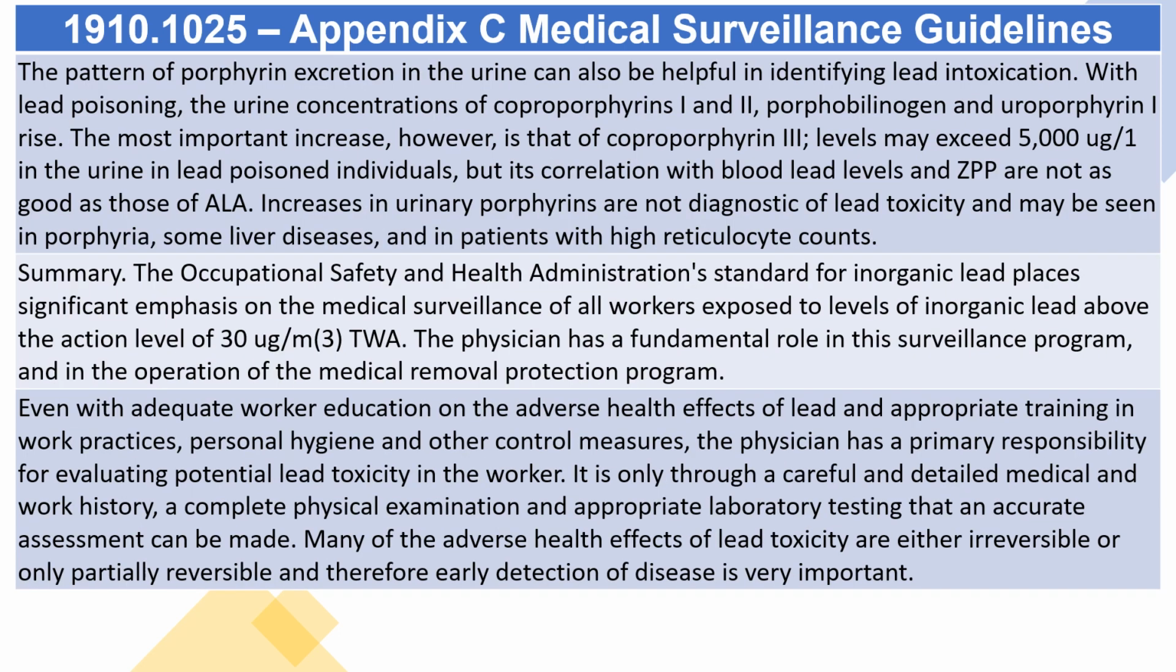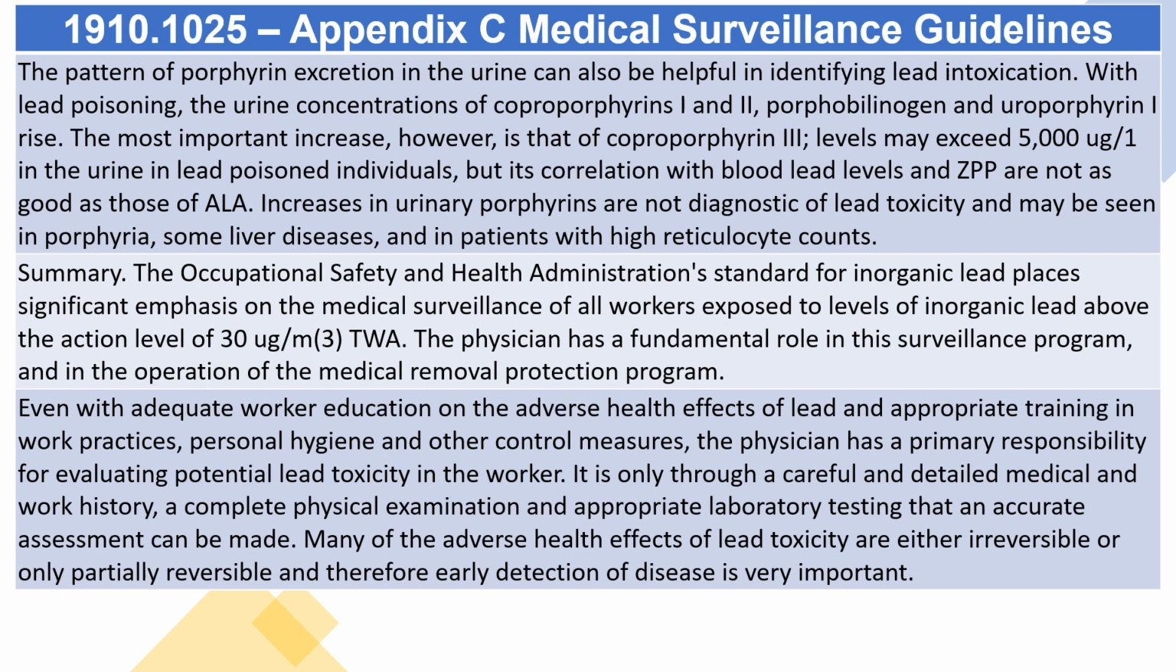The pattern of porphyrin excretion in the urine can also be helpful in identifying lead intoxication. With lead poisoning, the urine concentrations of copper porphyrins 1 and 2, porphobilinogen and uroporphyrin I rise. The most important increase, however, is that of coproporphyrin 3. Levels may exceed 5,000 µg/l in the urine in lead poisoned individuals, but its correlation with blood lead levels and ZPP are not as good as those of ALA. Increases in urinary porphyrins are not diagnostic of lead toxicity and may be seen in porphyria, some liver diseases, and in patients with high reticulocyte counts.